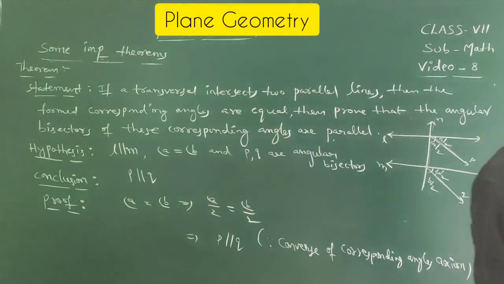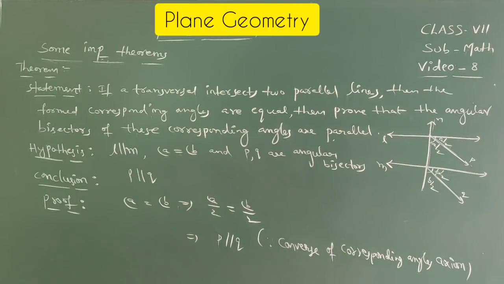Converse of the corresponding angles axiom. Now we have four theorems and their converses also. What are the theorems? If a transversal line intersects two parallel lines, the formed alternate interior angles are equal. If a transversal line intersects two parallel lines, the formed alternate exterior angles are equal. If a transversal line intersects two parallel lines, co-interior angles are supplementary. Co-exterior angles are supplementary. These are the theorems.